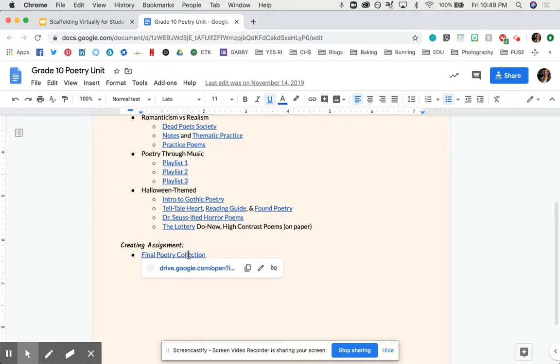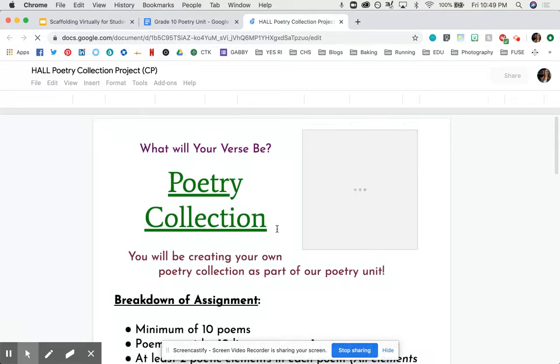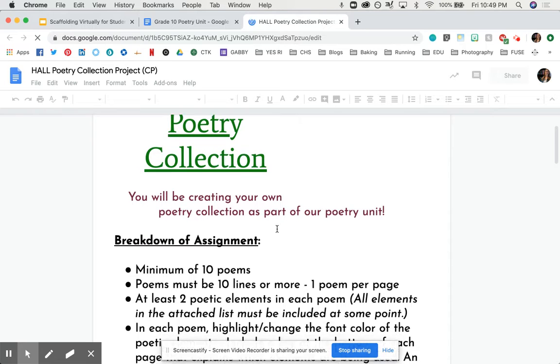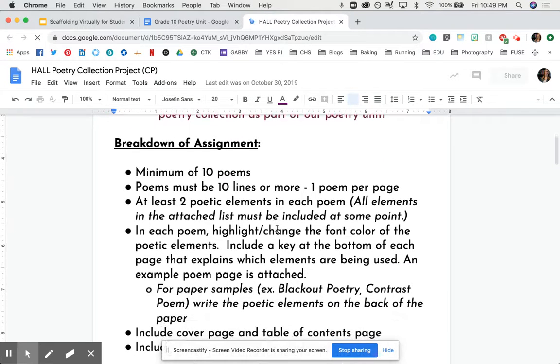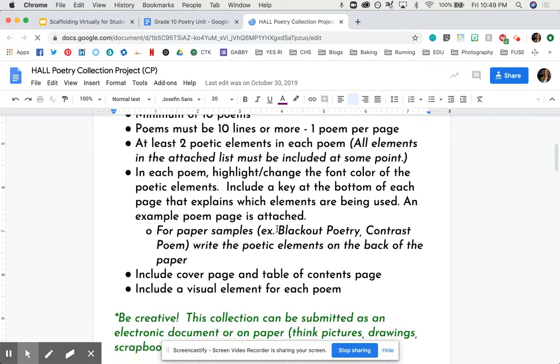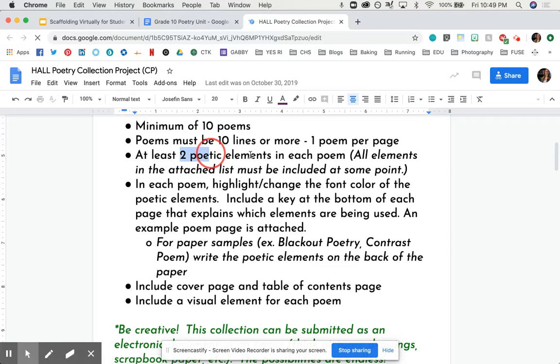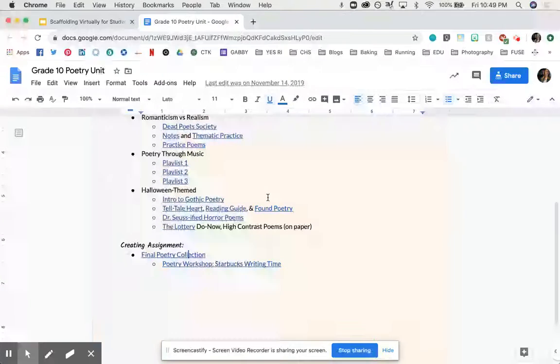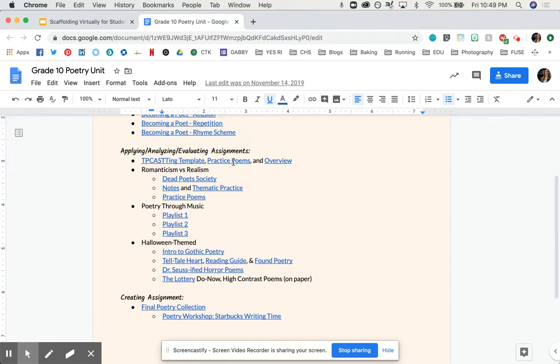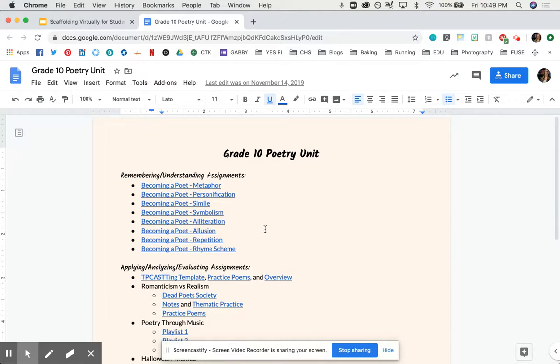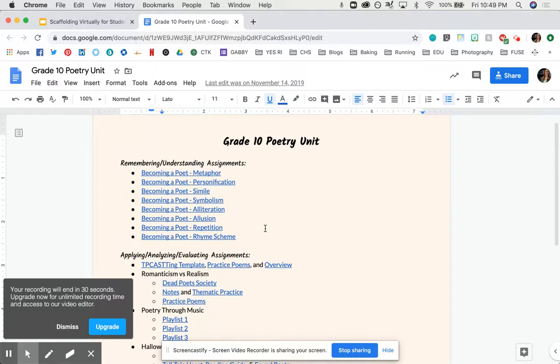Finally, we have their poetry collection, which is where they get a little bit of guidance, but have a lot of free reign to use the knowledge learned in this scaffolded unit to create their own 10 poems, images, and also highlight the poetic elements in each poem. So they're applying all of the knowledge that they learned through this scaffolded structure. And again, these are all playlists because I wanted my students to be able to practice self-pacing.